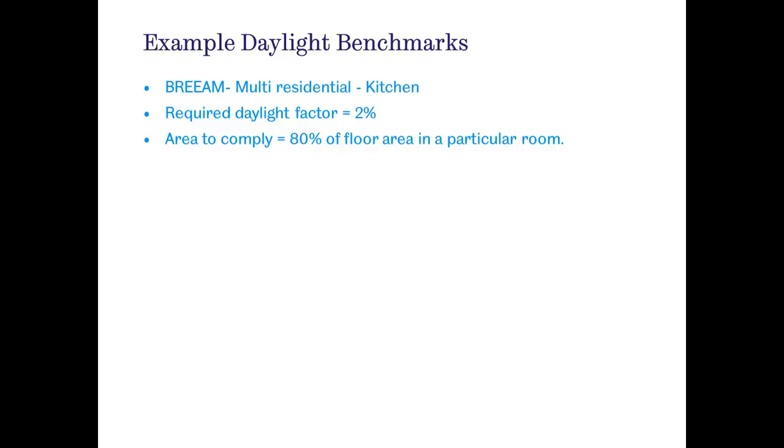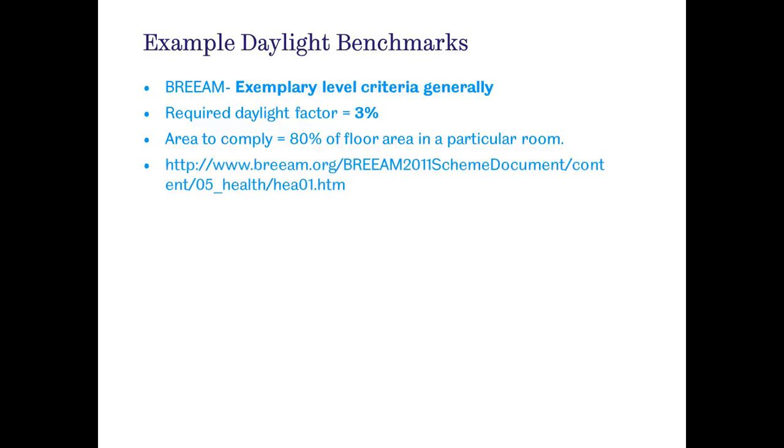If you're looking at a residential project, a kitchen has the same standards. 2% daylight factor for 80% of the floor. A living room is slightly lower, 1.5%. And if you're looking at a higher standard, if you're looking for the exemplary level, you're aiming for 3%.